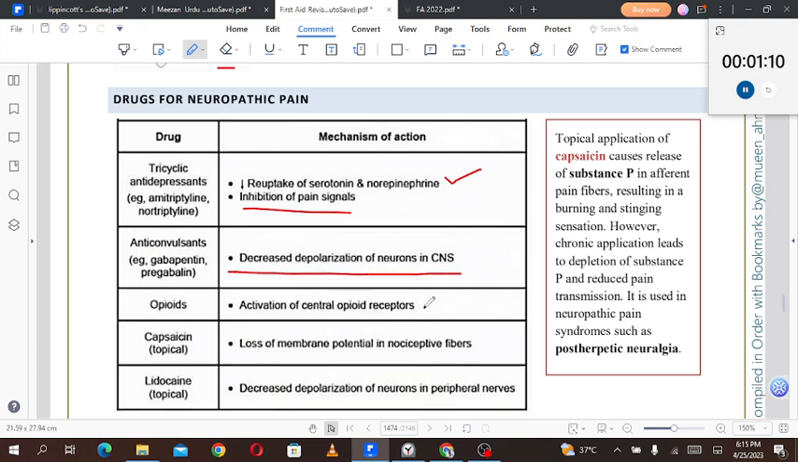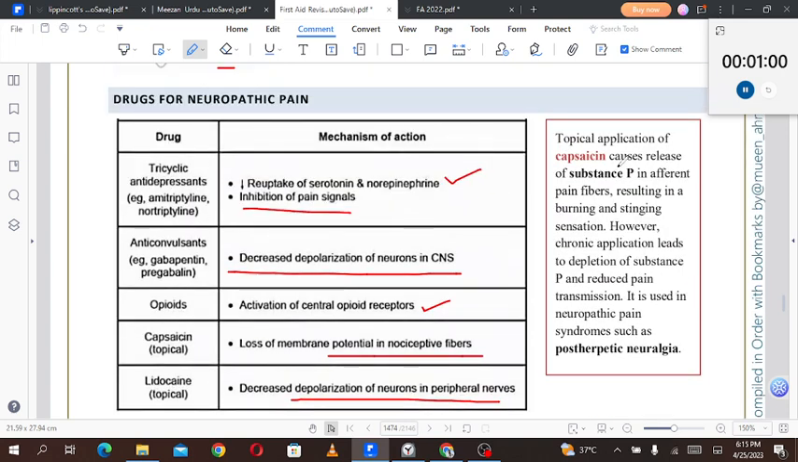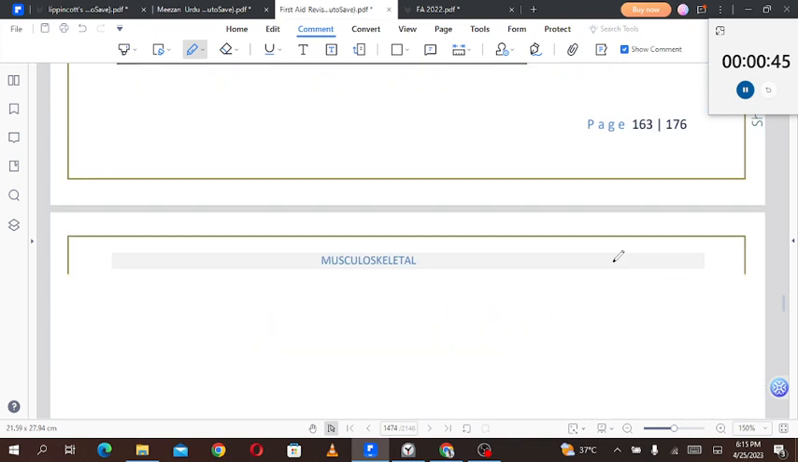Opioids, activation of cellular opioid receptors. Capsaicin, topical, loss of membrane potential in the nociceptive fibers. And lidocaine, topical, decreased depolarization of neurons in the peripheral nerves. Topical application of capsaicin causes release of substance P in afferent pain fibers, resulting in a burning or stinging sensation. However, chronic application leads to depletion of substance P and reduced pain transmission. It is used in neuropathic pain syndromes such as post-herpetic neuralgia.